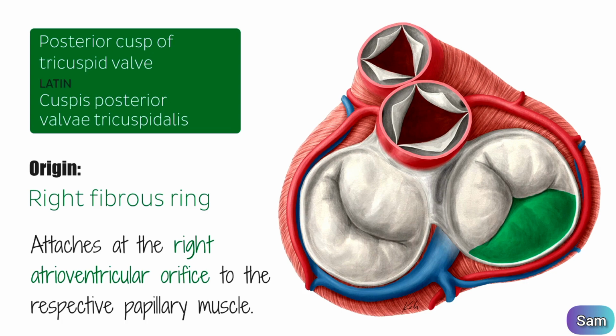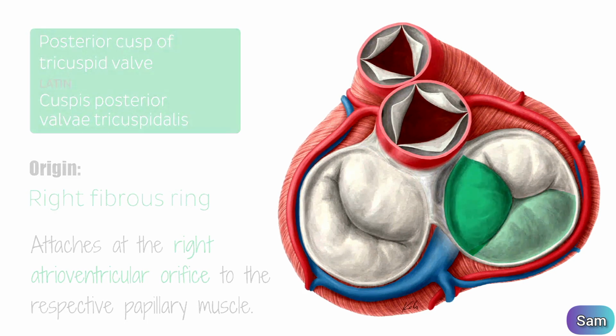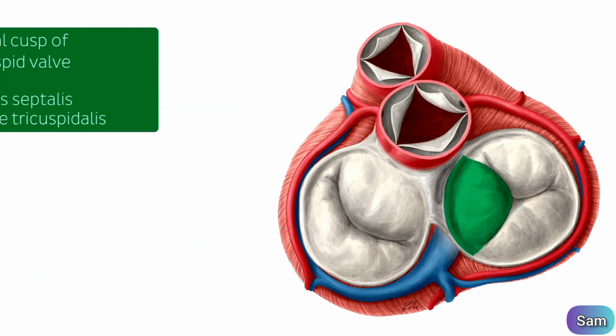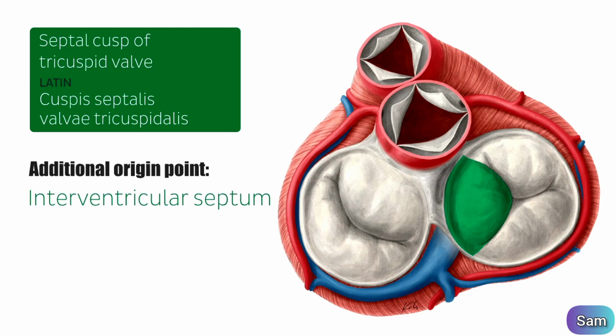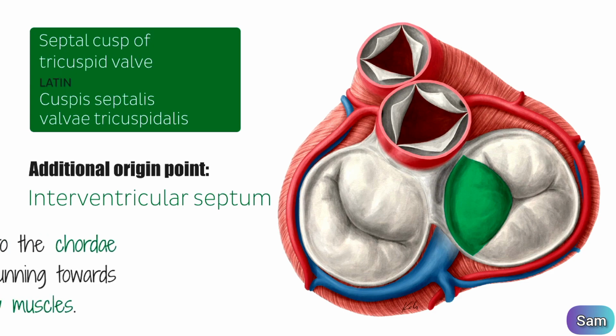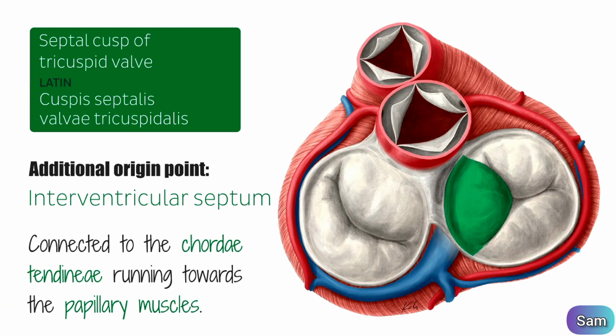the heartstrings. Next, we're going to be highlighting this structure, which is the septal cusp of the tricuspid valve. Besides the right fibrous ring, the septal cusp has an additional origin point at the interventricular septum. And like the other cusps, it is connected to the chordae tendineae running towards the papillary muscles.